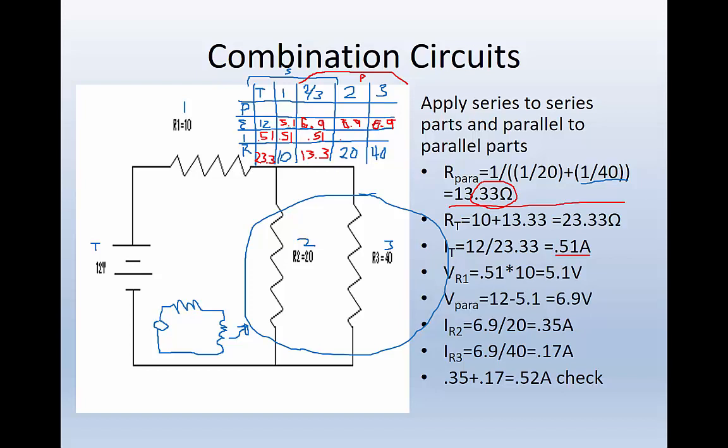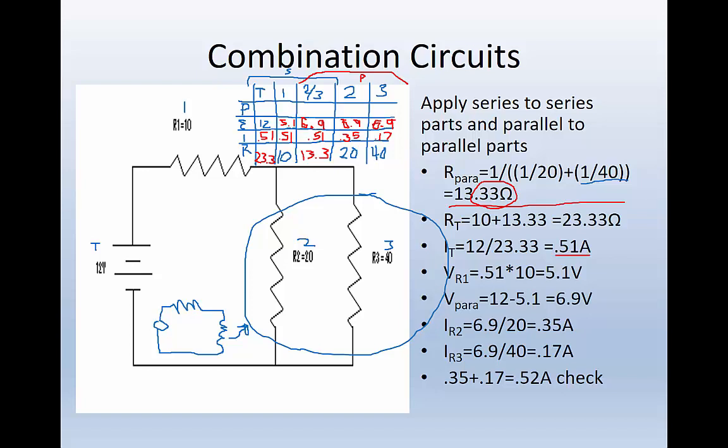This gives me 0.35. Going down here, this will be 0.17. If I add those two together, I get 0.52. Again, our rounding errors, so therefore close enough for what we're trying to get out of this. Okay? Power works the same way.